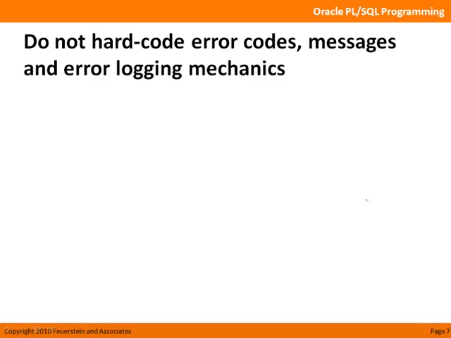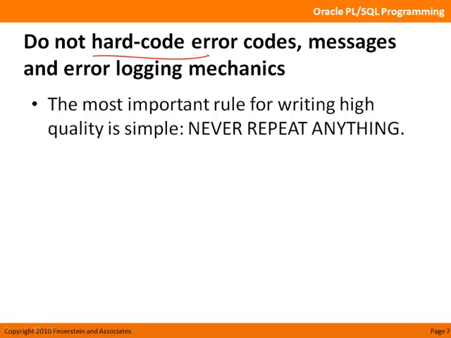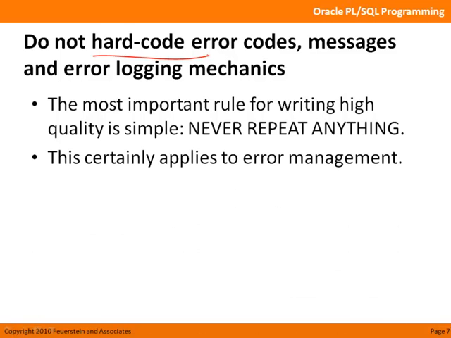Next, and very, very important, do not hard code error codes, messages, and error logging mechanics. This is probably the most important rule for writing high-quality code in general. Never repeat anything. If you can follow this rule in all of its ramifications, you will end up with some really excellent code. And certainly, there are a lot of opportunities for doing this with error management.